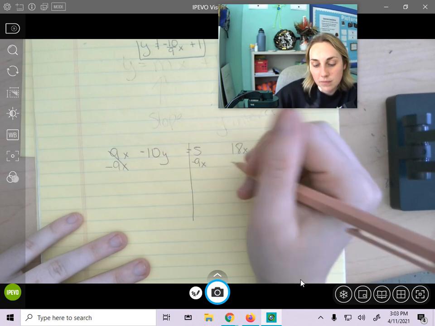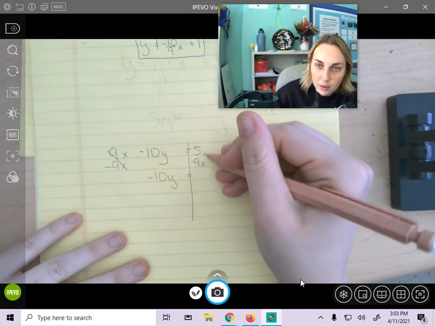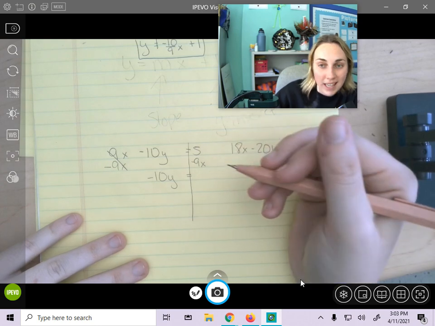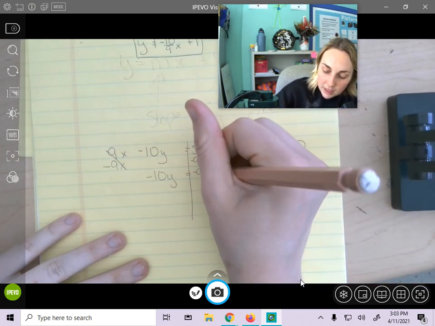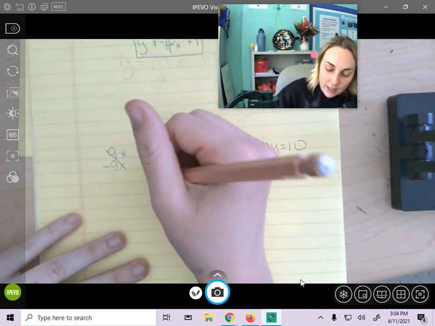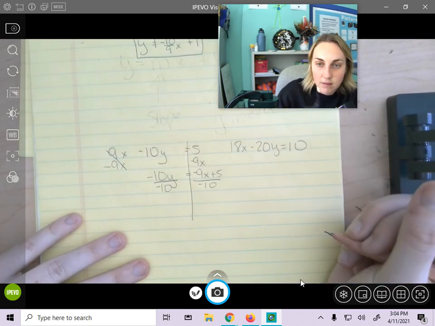These cancel out. I'll bring down this negative 10y. I'm going to rewrite this because these are not like terms. I can't combine them. And I'm going to make the x go first. I'm going to put plus 5. Then, to get y by itself, I've got to divide everything by negative 10. Everything.